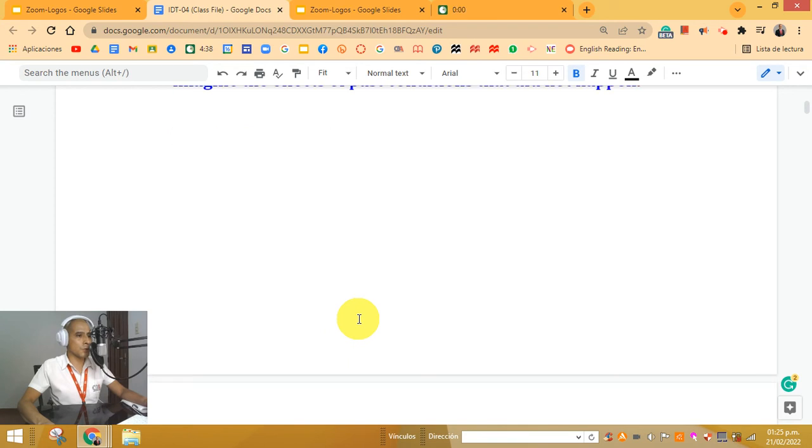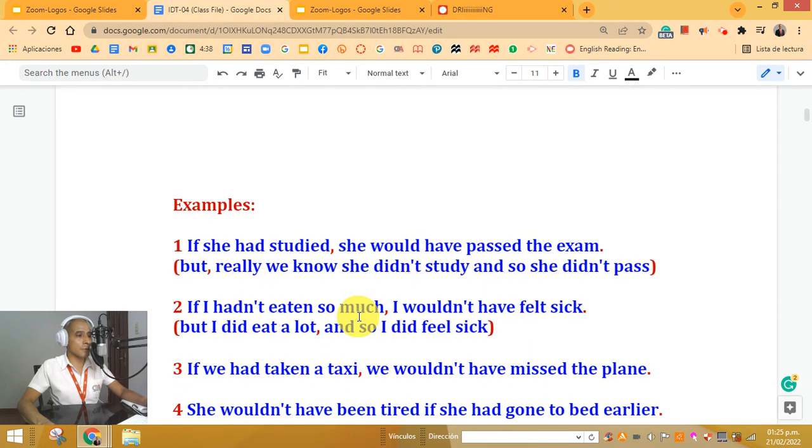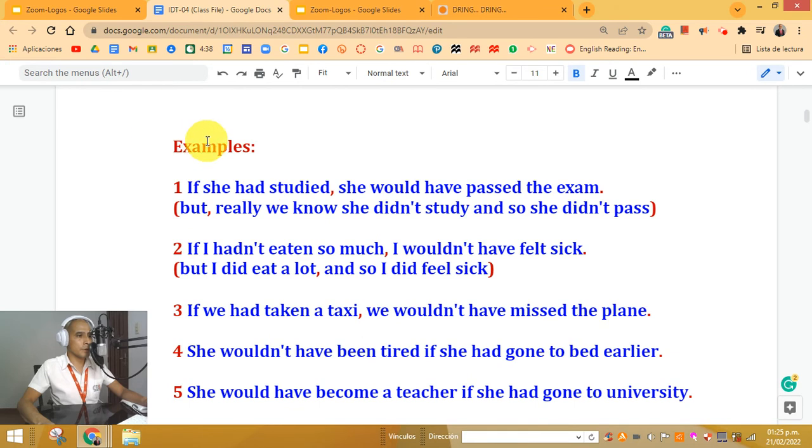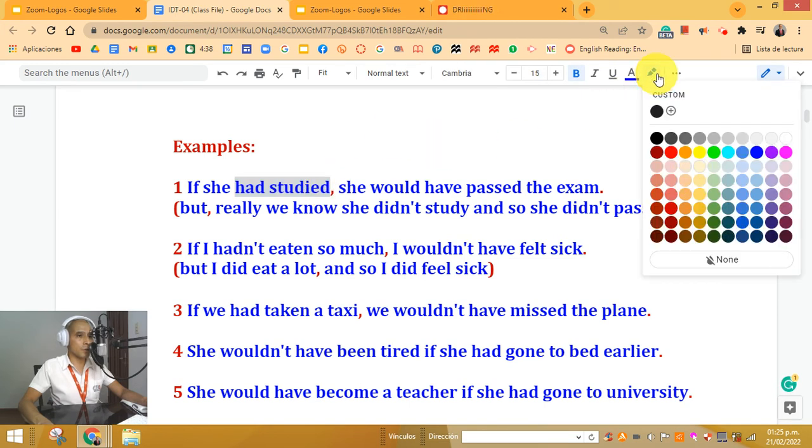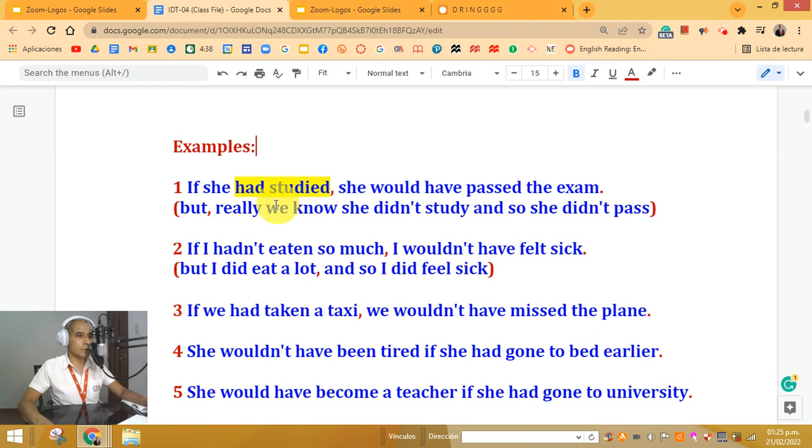So we're going to start with some examples. Number one says, if she had studied, she would have passed the exam. But really, we know she didn't study, and so she didn't pass. So as you can see, this situation happened in the past. I'm going to highlight keywords in the statement. So I'm going to highlight had studied. And this has to do with the if clause. So if she had studied, she would have passed the exam. And I'm going to highlight these keywords.